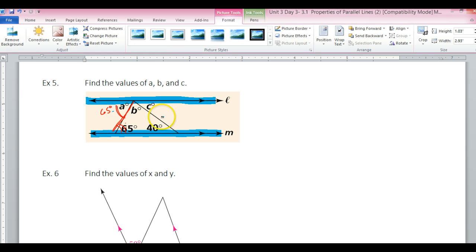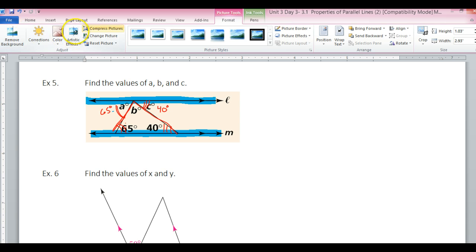Now, angle C, if I highlight this angle, right, and then I highlight this angle, they both touch this transversal and they're in between or interior of the two blue lines. So angle C and 40 degrees, that is going to be alternate interior angles. So that would be 40 degrees.